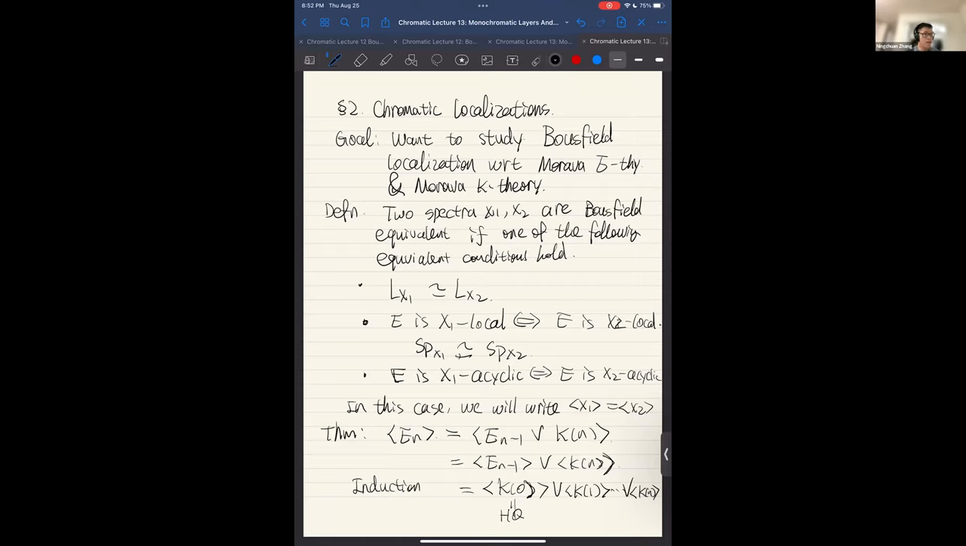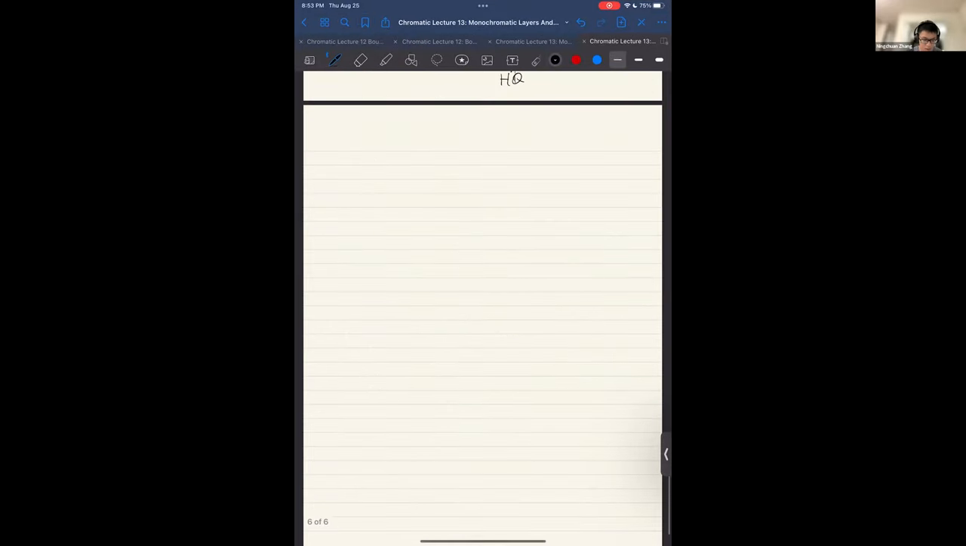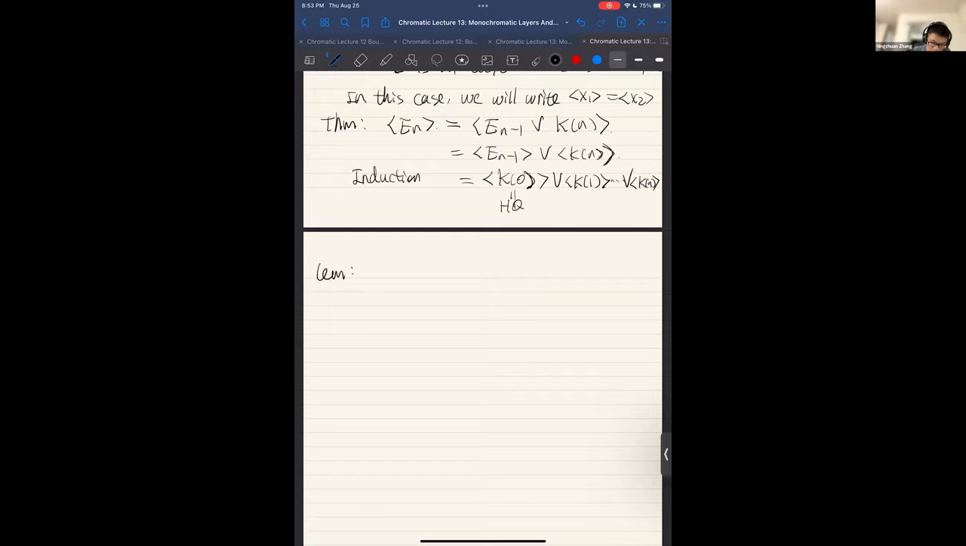So how are we going to say this? Well, we'll use the lemma. If E is a ring spectrum, and v is an element in pi k of E, then the Bousfield class of E is equal to the Bousfield class of v inverse E, the mapping telescope of v, wedge with the cofiber of v.